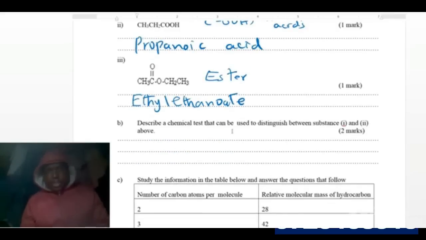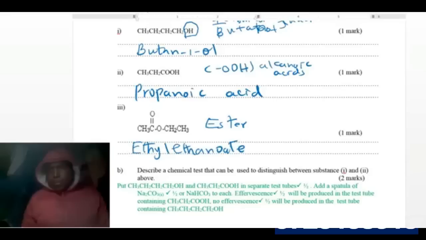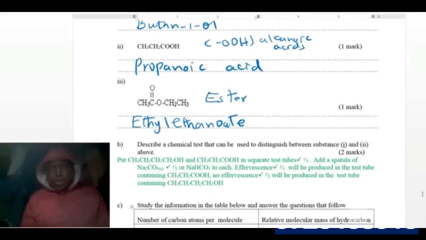Describe a chemical test that could be used to distinguish between Roman 1 and Roman 2. So how can you distinguish? How can you differentiate between an alcohol and an alkanoic acid? Describe a chemical test that can be used to distinguish between substance 1 and substance 2. Substance 1 is butanol and substance 2 is propanoic acid.